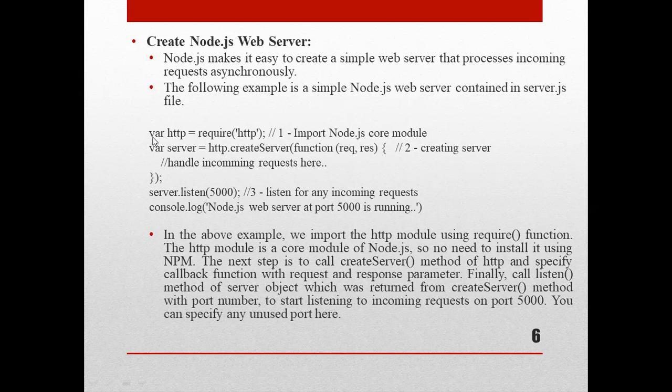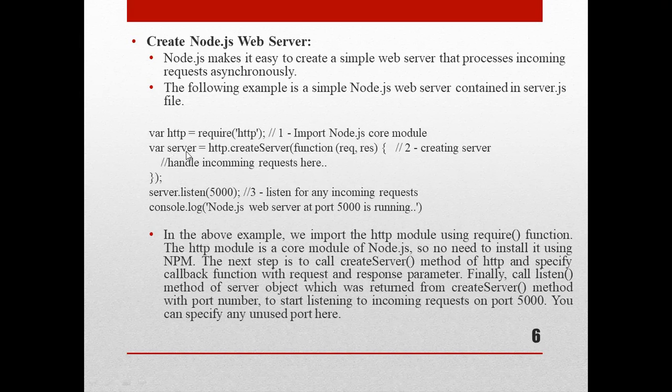Here you can see one variable, http, equals require, in brackets and single quotes, http. As I told you in the last sessions, the require method is used for importing a Node.js core module. Here the core module is http. Here we import the Node.js core module.